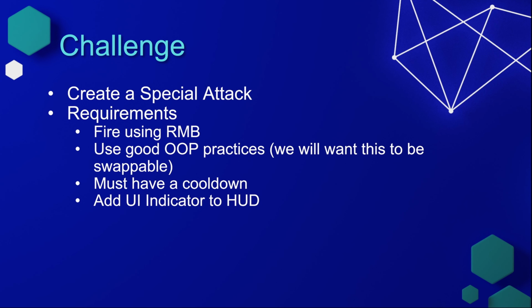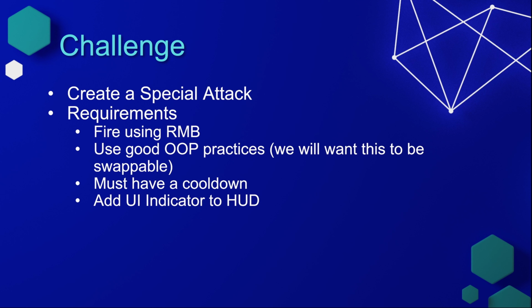I want to create a special attack for my ship, and I would like this to be handled by using the right mouse button. Now, I want to make sure that we're using good object-oriented practices, so I want to make sure that this can be a swappable attack so that the player can change it out maybe at the customization screen, or you could have a different attack for each ship. The attack must have a cooldown, meaning that the player can't just repeatedly use it, and you can implement any type of cooldown that you want for your game.